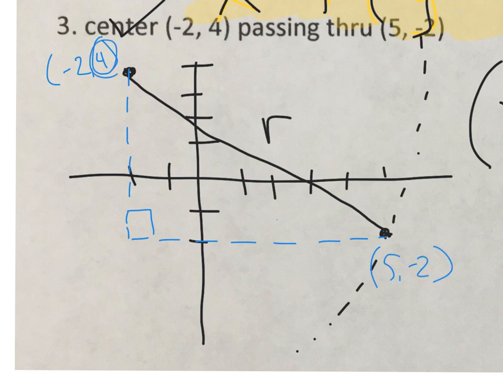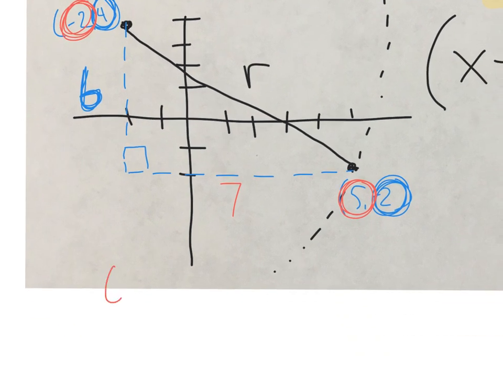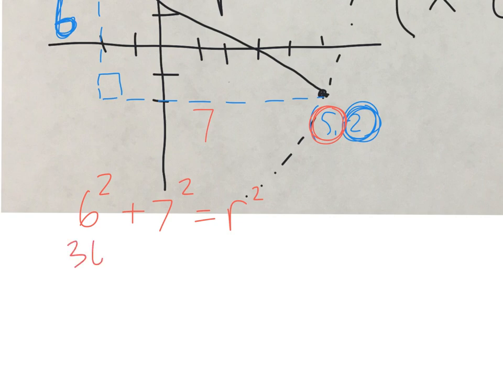So if I go from positive 4 in the y to negative 2 in the y, I've gone 6 units. And if I go from negative 2 in the x to positive 5 in the x, I've gone 7 units. So my buddy Pythagoras would say 6 squared plus 7 squared equals radius squared. Okay, so squaring this and squaring that is not too difficult, hopefully. And adding them together gives you 85, which, by the way, is where we're going to stop.